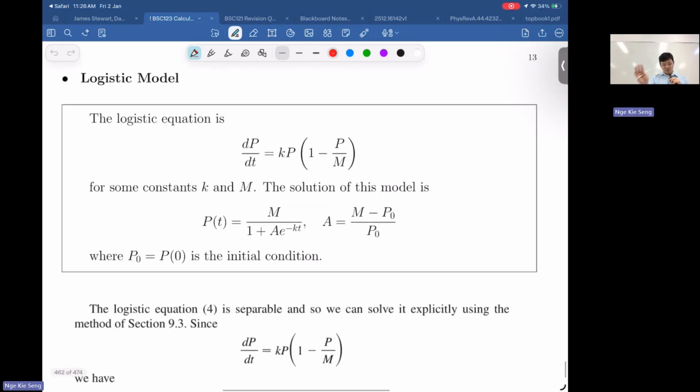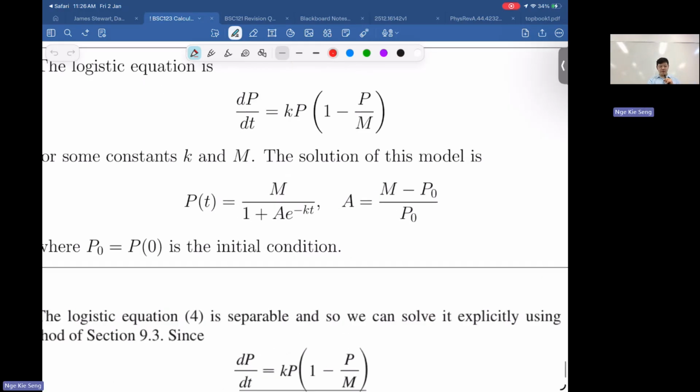So let's say we go through all this partial fraction work and then we get this formula. So we just apply this formula. What we need in this formula is this A and M. M is the carrying capacity. We already know it's 500. So let's find A now.